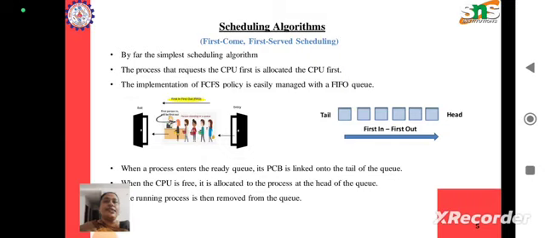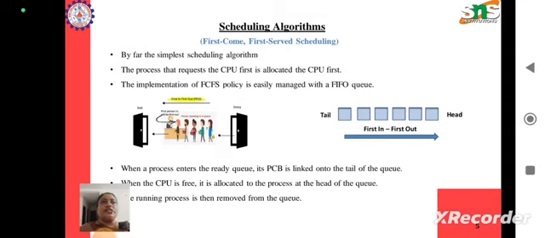From the name itself, it is easy to understand that first come first serve scheduling means the process that requests the CPU first is allocated the CPU first. That means whoever comes first will be given the CPU first. The first process that requests the CPU will be given the CPU, the second process will be given the second chance, and the third process that comes will be given the third chance, and so on. It is a very simple method to follow, to implement, and to understand.